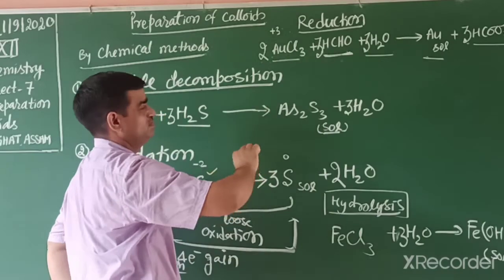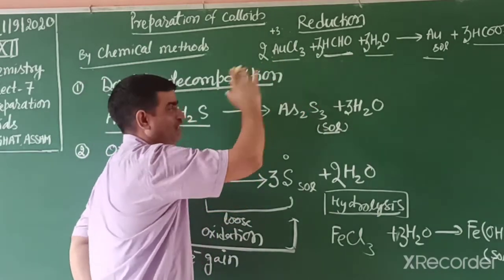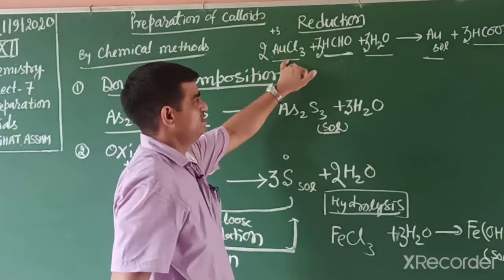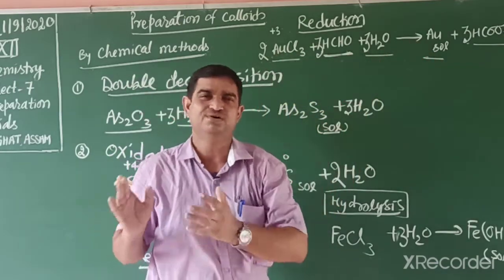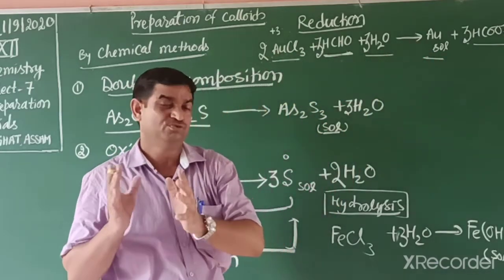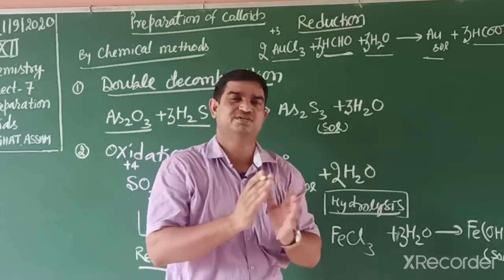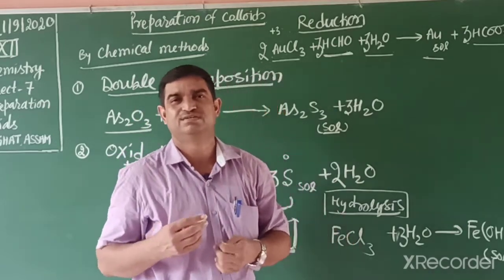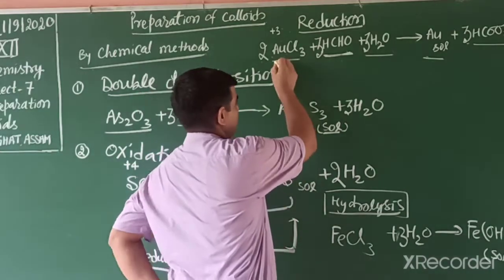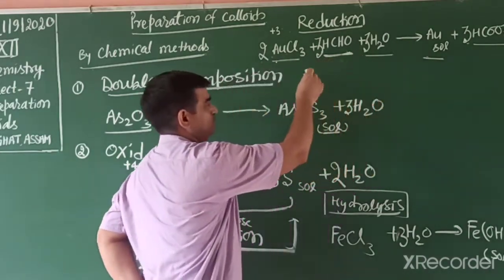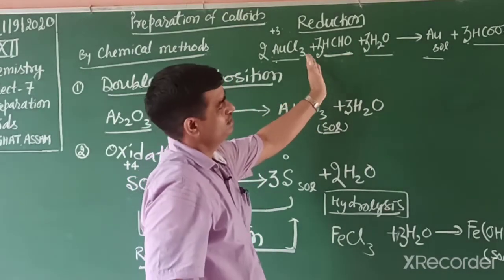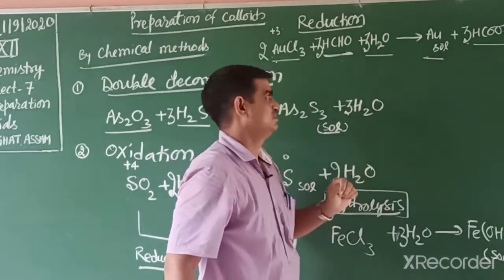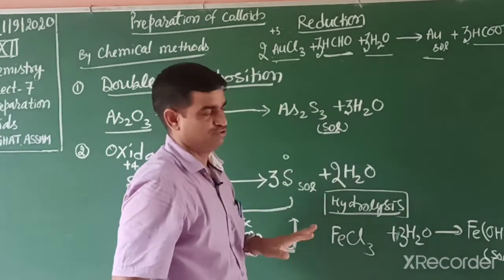In this reaction, we prepare gold sol by the auric chloride method. We want to prepare gold sol. So first, students, how can we learn the reaction? You should know what the reactants are, what the products are, and what the method is. So first, I want to prepare this gold sol. So we need formaldehyde as a reducing agent, and it is converted into formic acid. By this reaction, we can prepare gold sol.